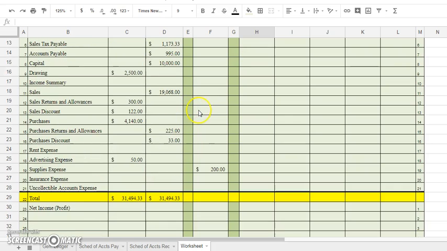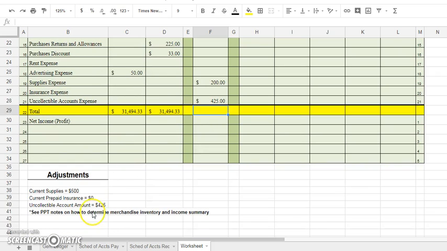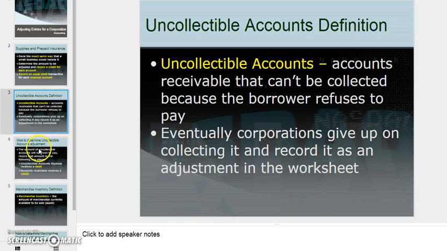So we're going to go all the way down here to the uncollectible accounts expense, and we're going to put $425 again. All right, and then finally, we have one last thing. It is merchandise inventory and income summary. So back over to our slides.